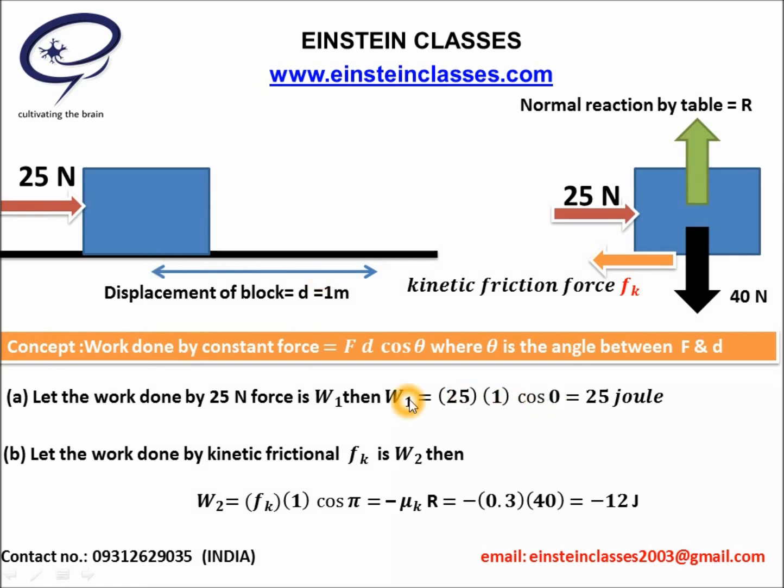That's why the work done by the 25 Newton force is 25 into 1 into cos 0. As the value of cos 0 is 1, the total work done by this force will be 25 joule. Joule is the unit of work done, right?